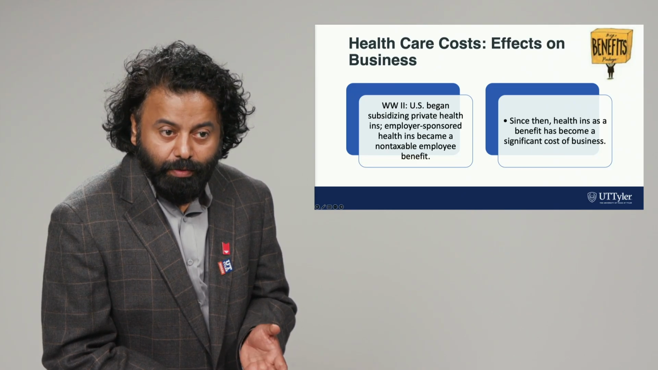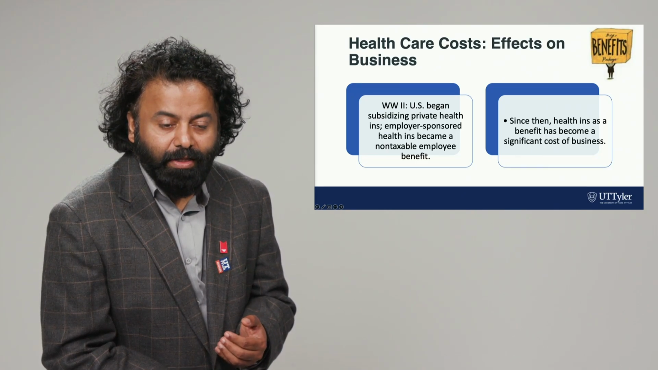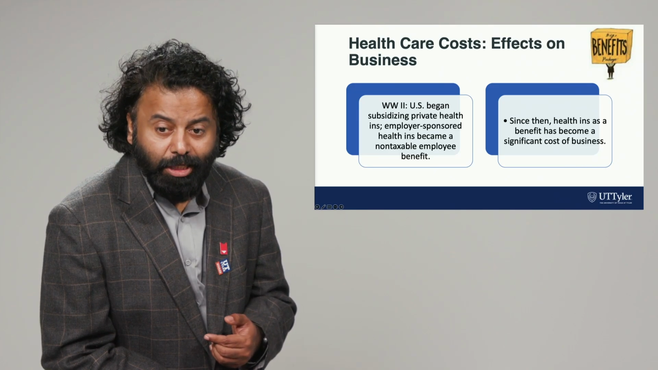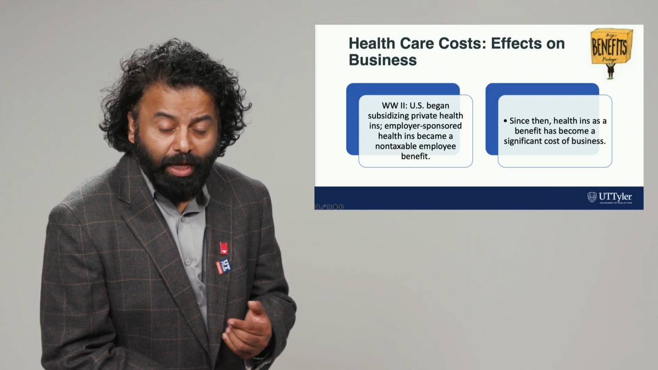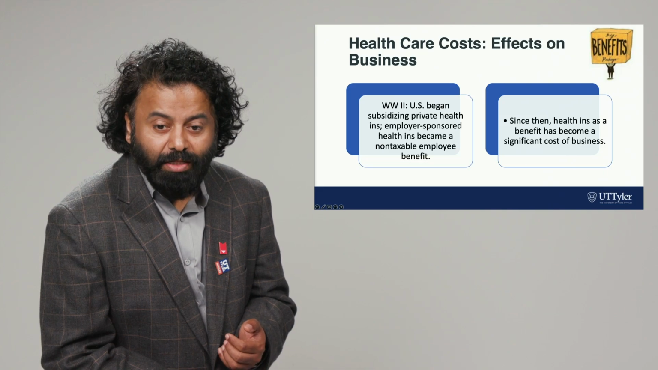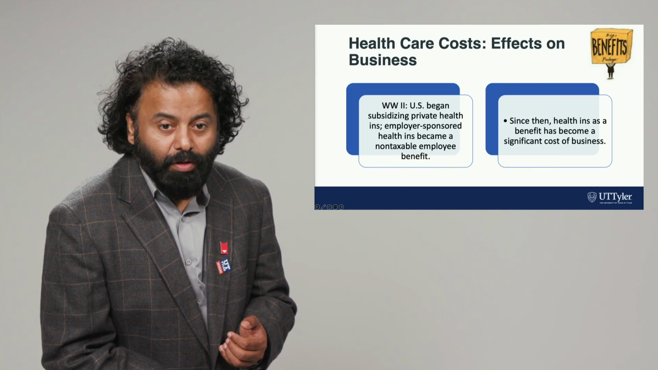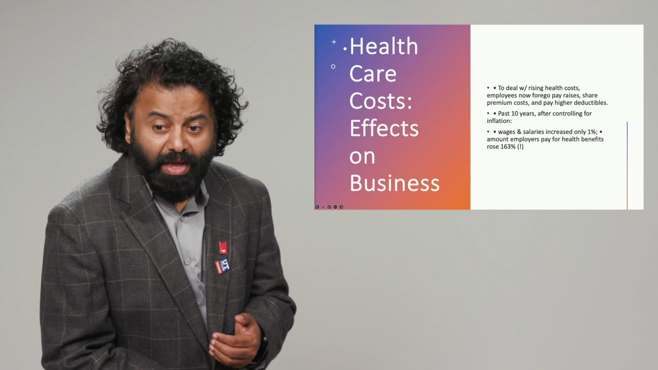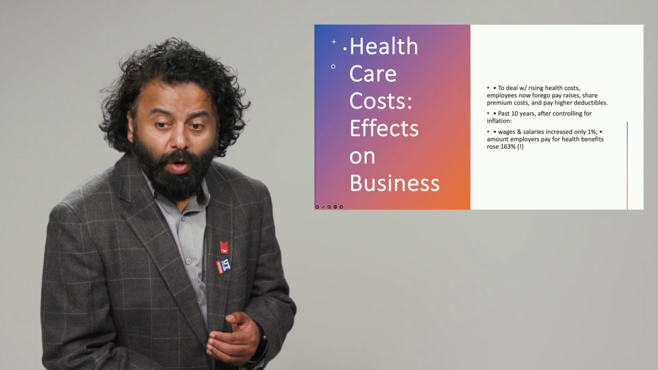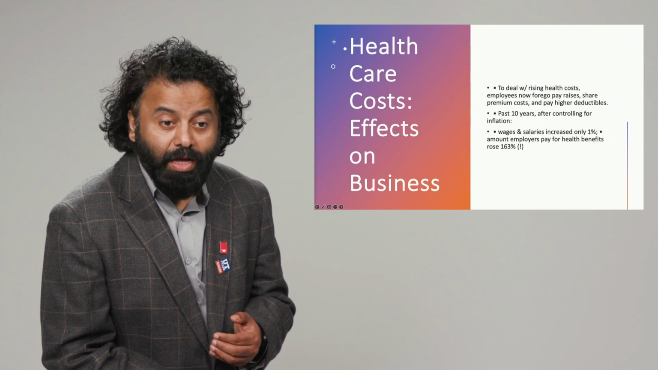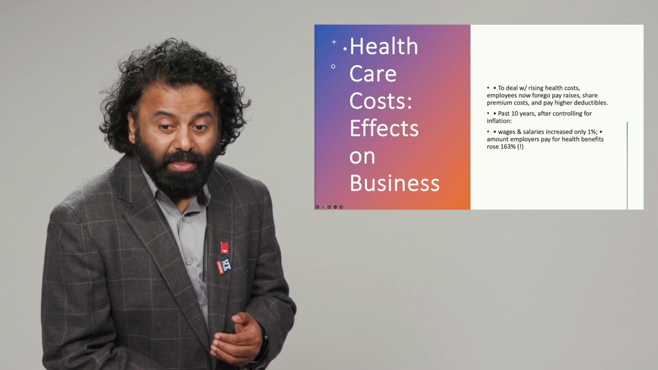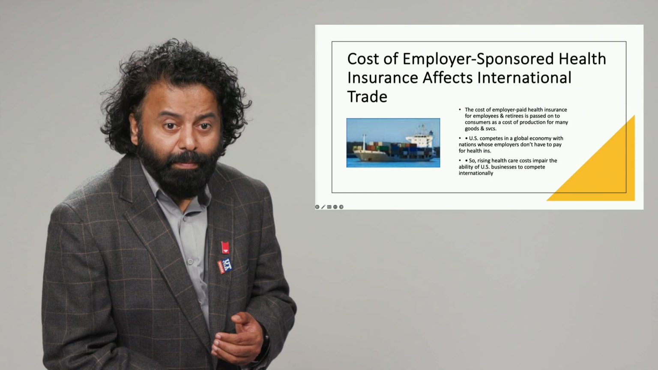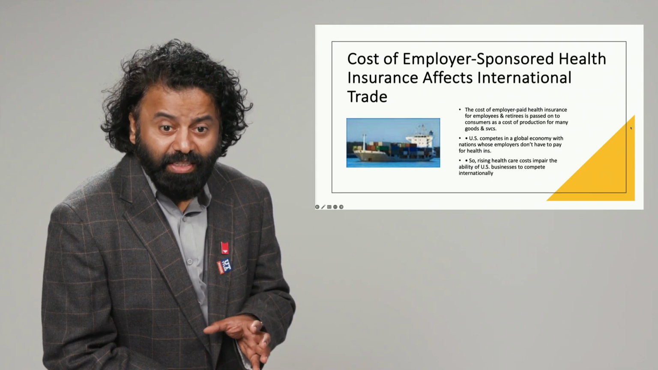During World War II, the United States started subsidizing private health insurance by making employer-sponsored health insurance a non-taxable fringe benefit for the employment. Since then, health insurance as a benefit has become a significant cost to the business. To cope with the rising healthcare costs, employees often sacrifice pay raises and face higher deductibles to keep their health benefits. Over the past decades, adjusting for inflation, wages rose by only 1%, while employer health benefit costs surged by 163%.